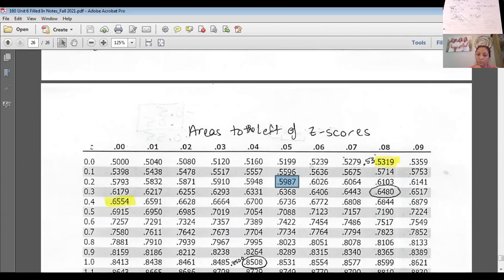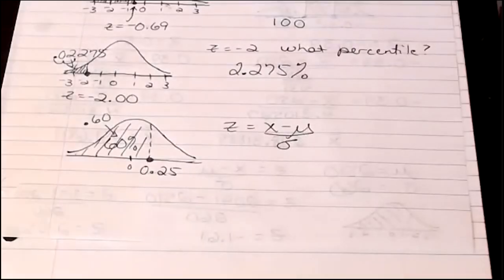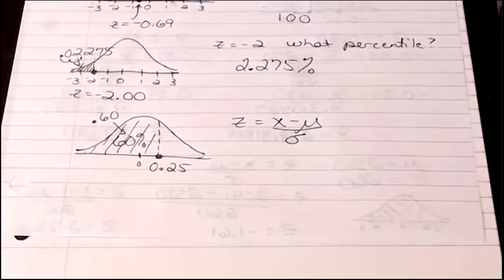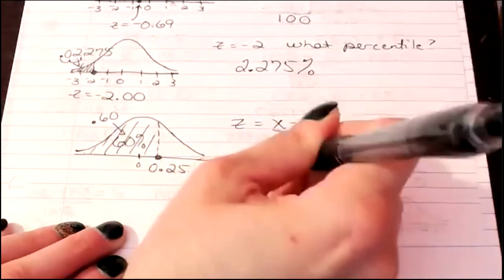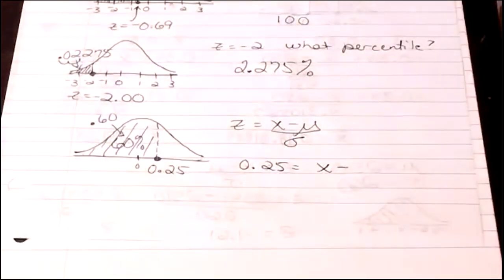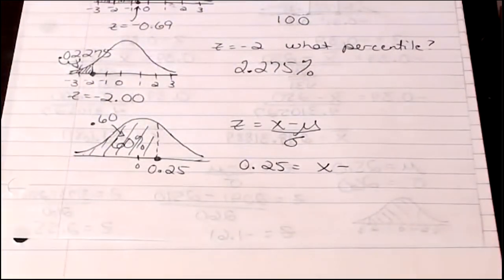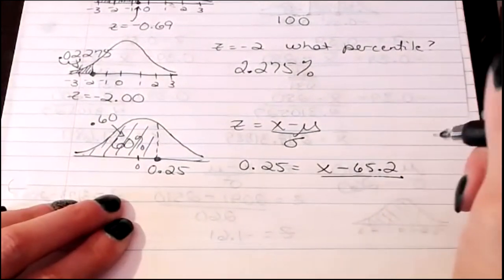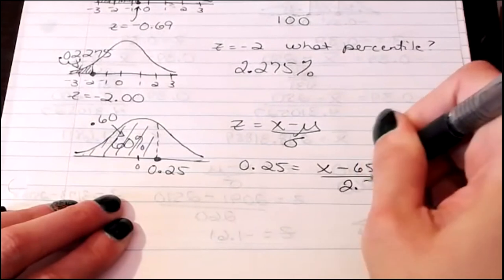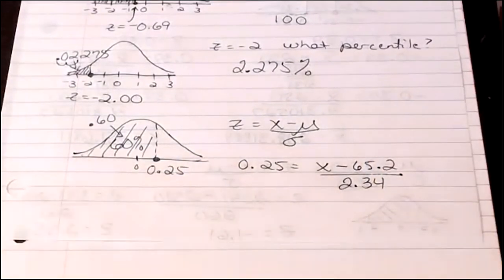Let me stop my screen share so you can look at my paper. We have the z-score formula. We now know the z-score, which is 0.25. We don't know the height of the adult female, but we do know the mean, which is 65.2, and the standard deviation, which is 2.34. So Donna, all they want you to do is to solve that. Oh, okay, I can go from there. Perfect. Thank you so much. You're very welcome.